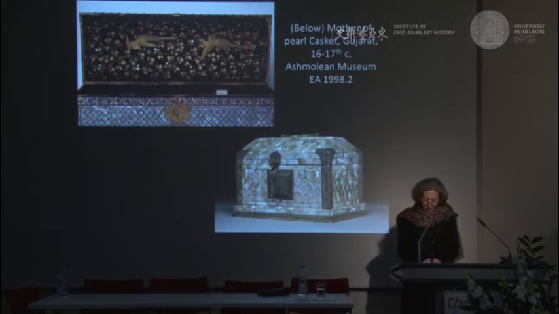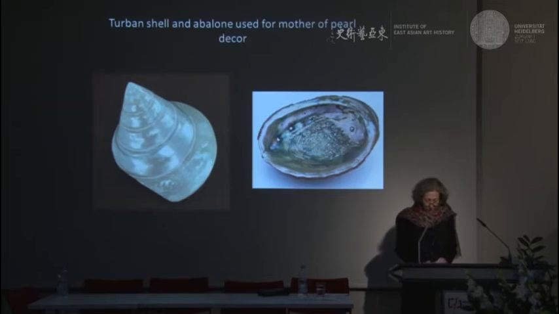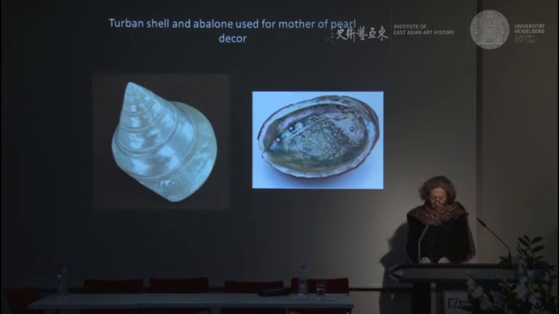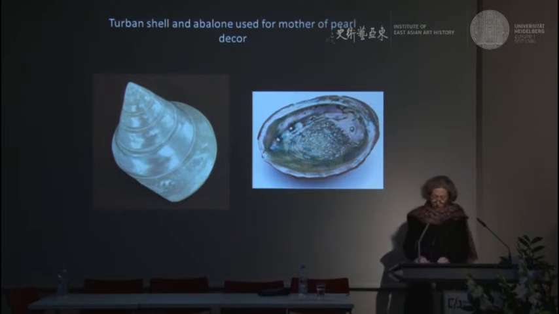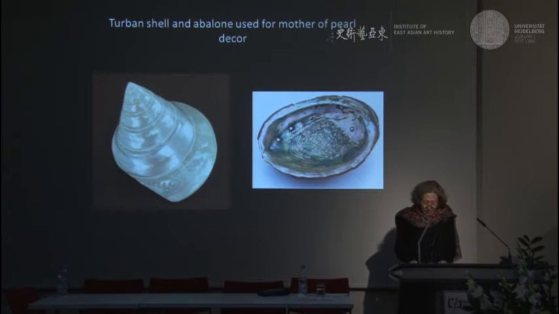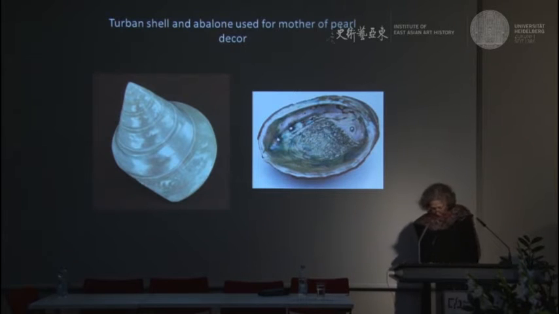In Gujarat and other tropical and subtropical regions, the turban shell was used for mother-of-pearl decor, whereas in Japan and much of East Asia, the more easily available abalone was the norm, and as you can see, they had very different lusters. The Japanese adaptation is further, let me see, I need to go backwards now.